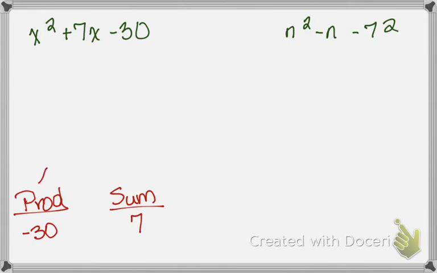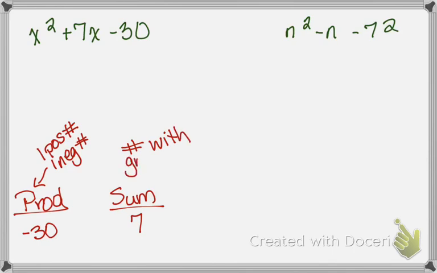Now, I want us to look right here. I have a product that's negative. When I have a negative product, what is the only way to get a negative product? Okay, one positive number and one negative number. Now, I have a positive sum. What that means, because I have a positive sum, my number with the greater absolute value has got to be what?